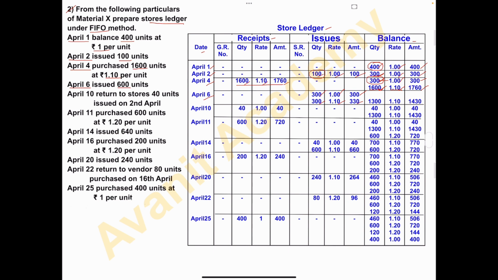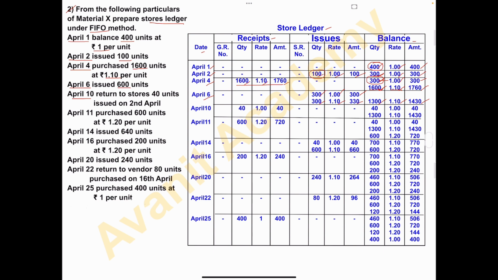Got this? Next we have to write the balance. This 300 we have fully issued. Next from the 1600 we have issued 300 units. So how many units are left? 1300. From this 1600 minus 300, the remaining stock is 1300 units. The rate is 1.10 and the amount is 1430.